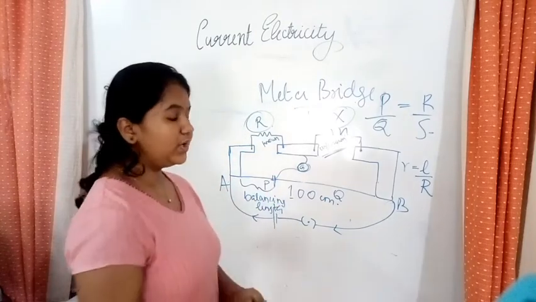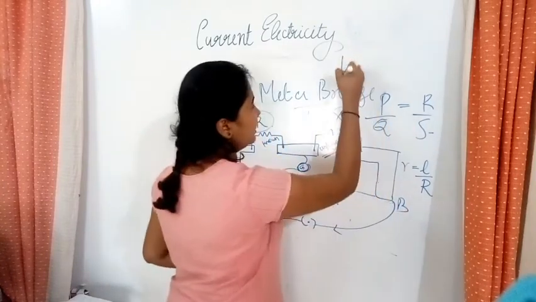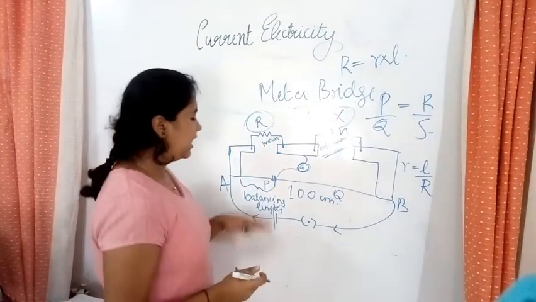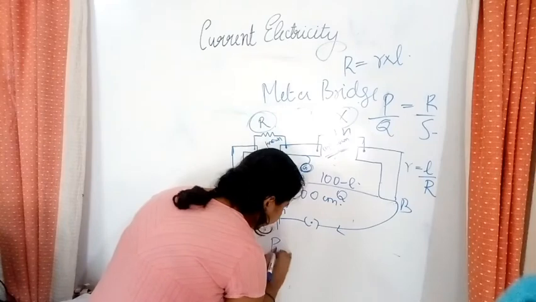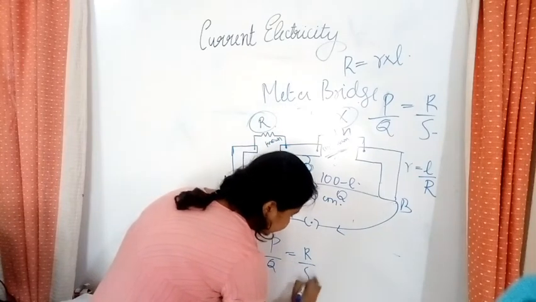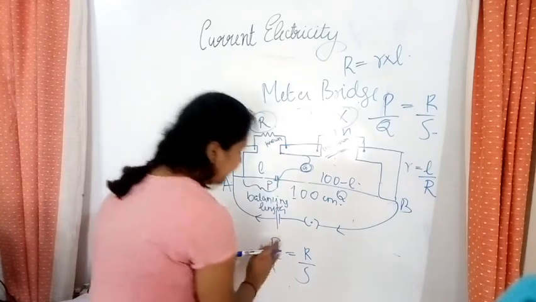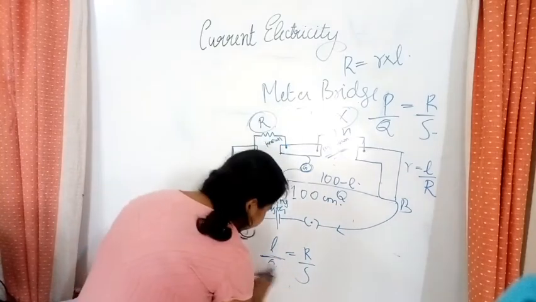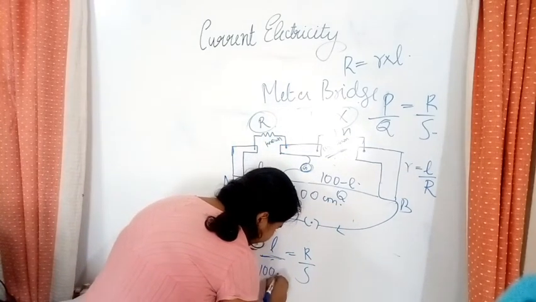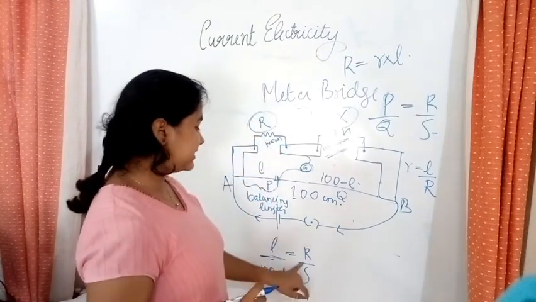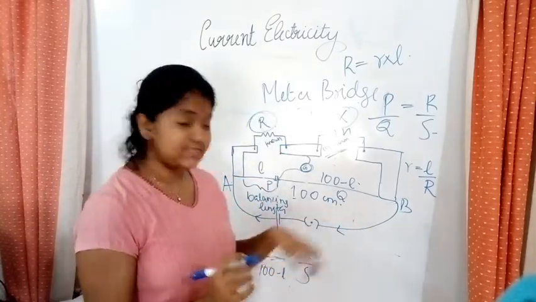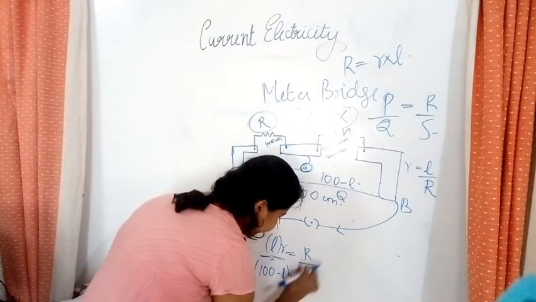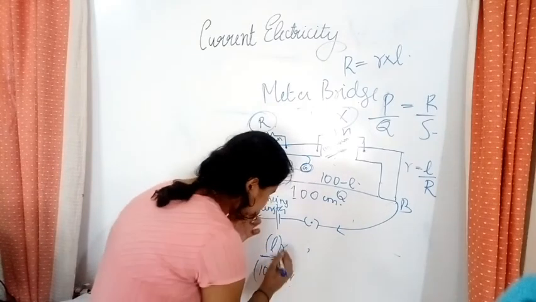So we know that resistance is equal to small r into L. The Wheatstone's bridge equation, P by Q is equal to R by S. In the same way, what is our P? Our P is L. And what is our Q? Our Q is 100 minus L. And what did we learn? Resistance is equal to L into small r, so this is multiplied with an r, and these two will get cancelled.